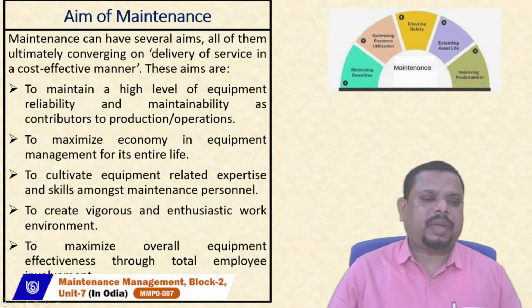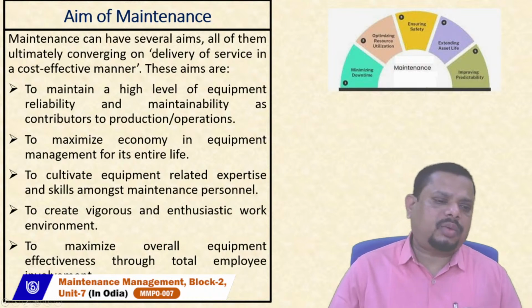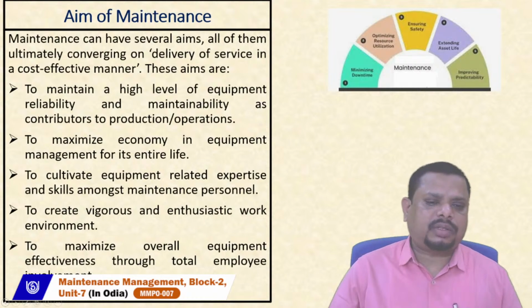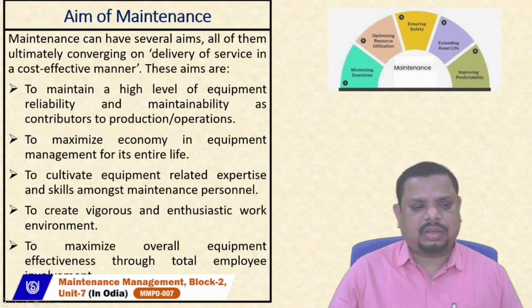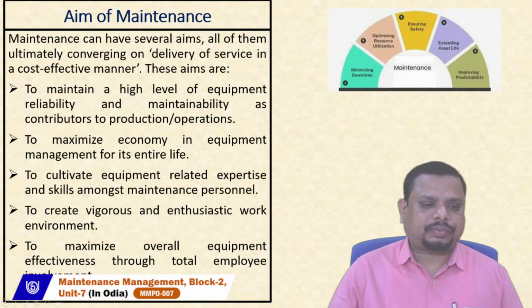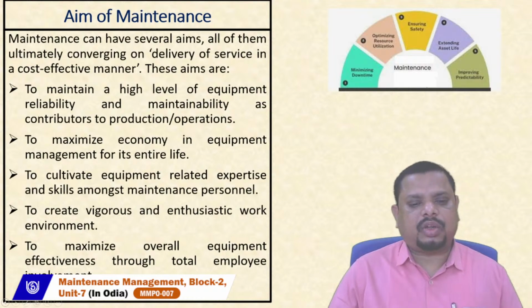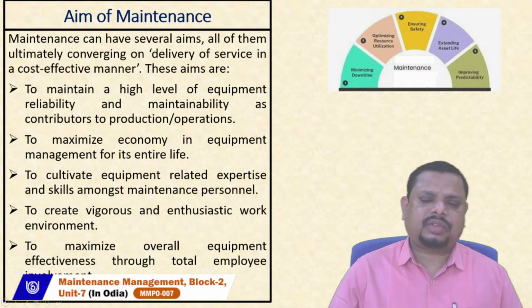The next is to maximize the economy in equipment management for its entire life. The third point is to cultivate equipment-related expertise and skill among maintenance personnel, to create a vigorous and enthusiastic work environment which provides better maintenance management for the organization. And the last one is to maximize overall equipment effectiveness through total employee involvement. That means you have to involve all levels of employees, especially with reference to maintenance management.